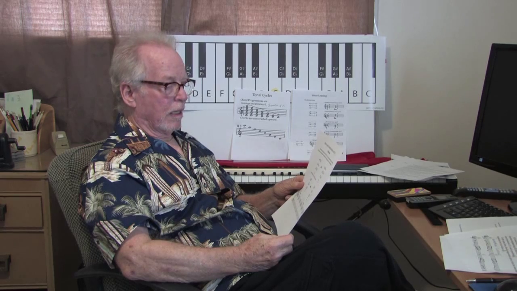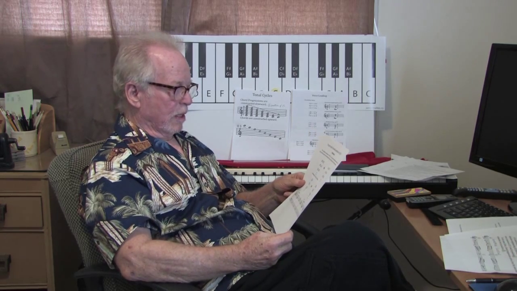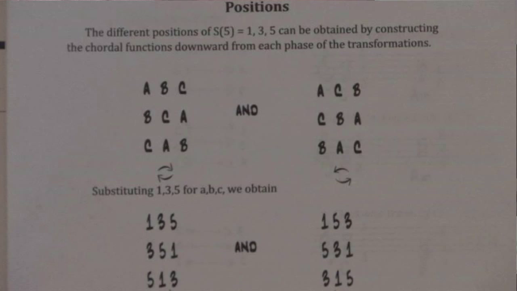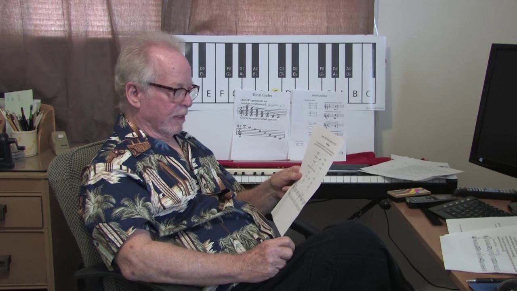All right, here's another illustration of how this works. The different positions 1, 3, 5 can be attained by constructing the chordal functions downward from each phase of the transformations.